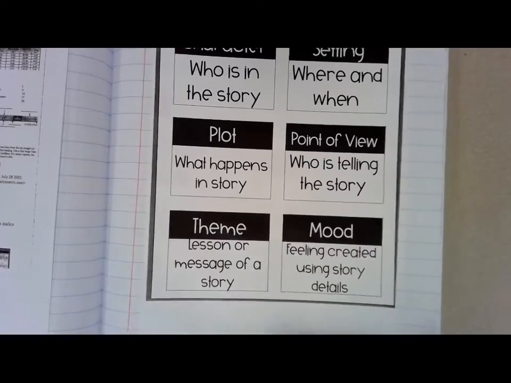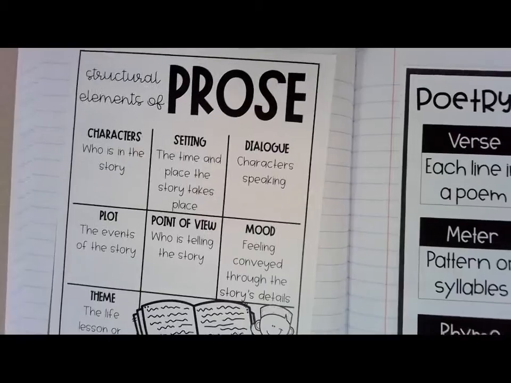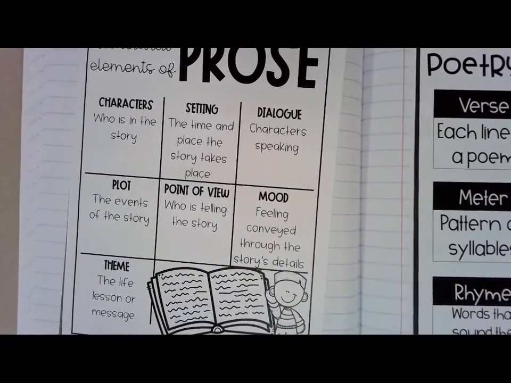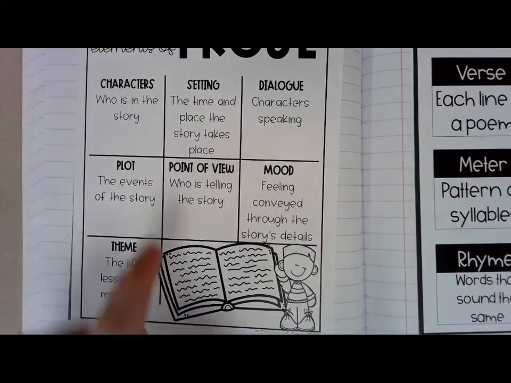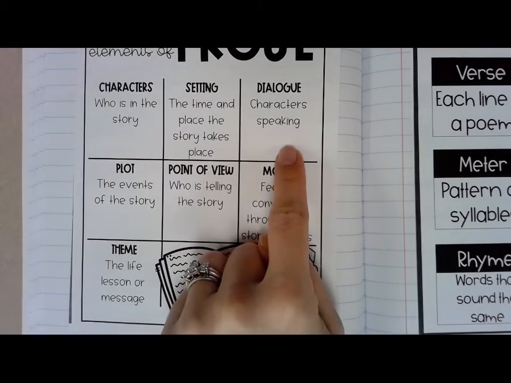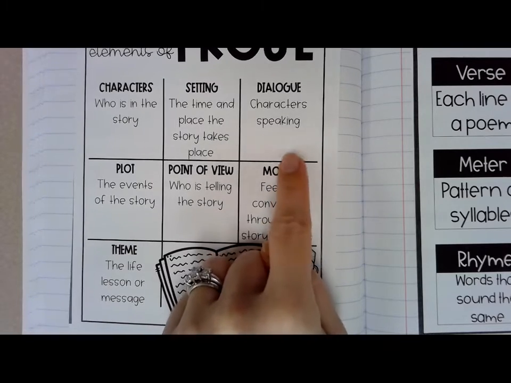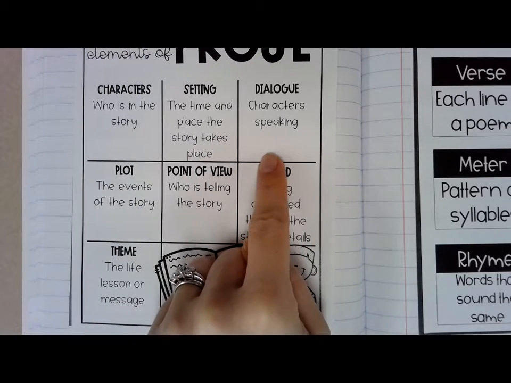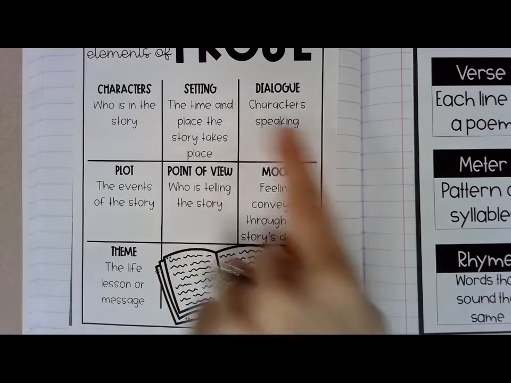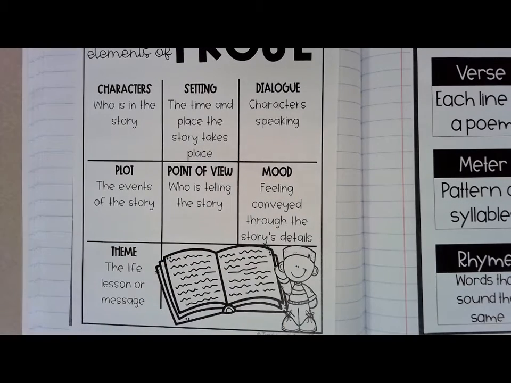On page 34, you're going to glue down this page, which is also elements of prose. The only thing that's different here is this one says dialogue. The other paper did not say dialogue, and this one does. And dialogue is important, especially in our narratives. They have to have the characters speaking to each other. Everything else of the prose is the same. So that should be glued down onto page 34. And those are the elements of prose, which is just narratives or stories.